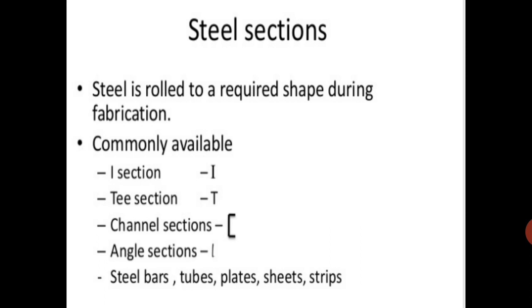Okay, steel sections. See this slide. Steel is rolled to a required shape during fabrication. Commonly available steel sections are the I section, T section, channel section, angle section, steel bars, tubes, plates, sheets and strips. This is the symbol of these sections.